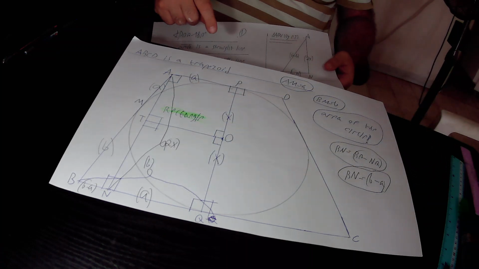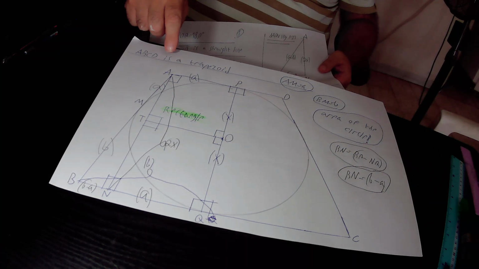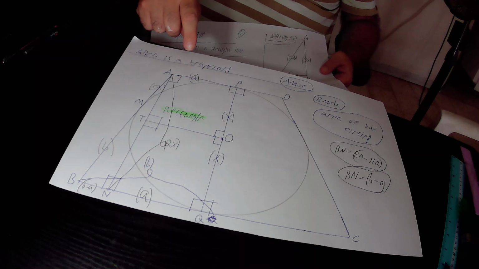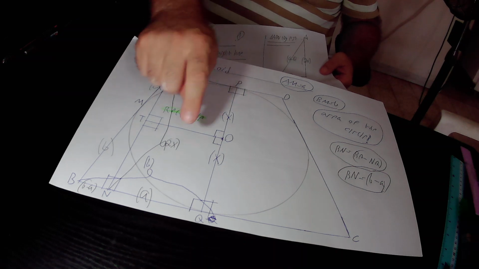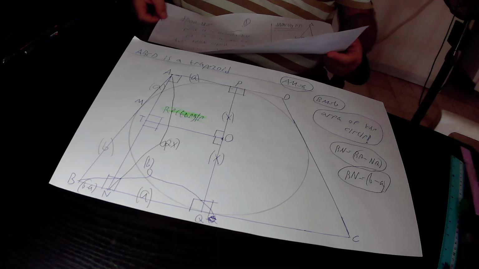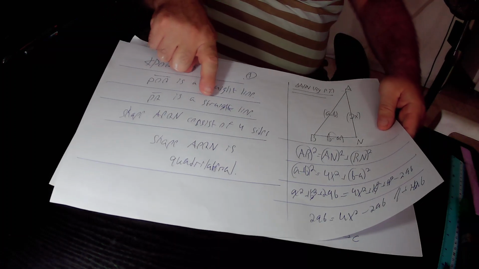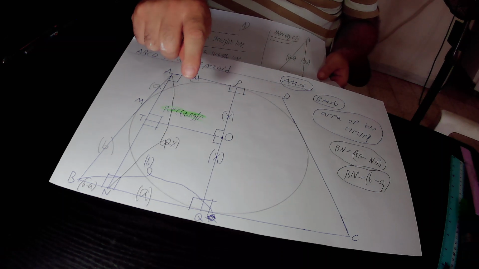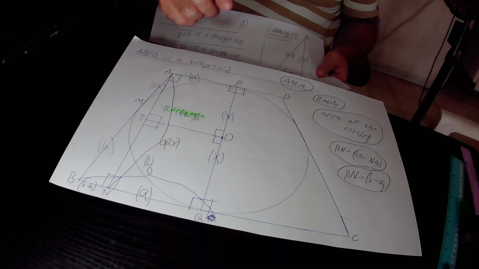And so in this shape APQN, we have 4 sides: 1, 2, 3, 4. Therefore, shape APQN is a quadrilateral.